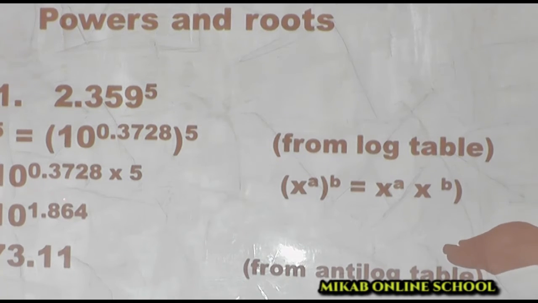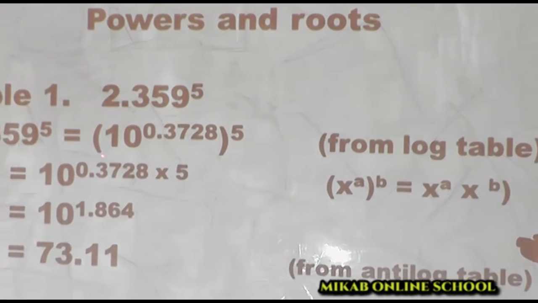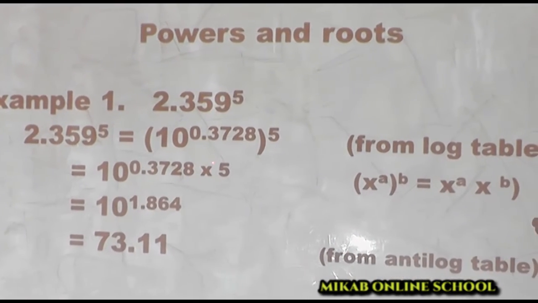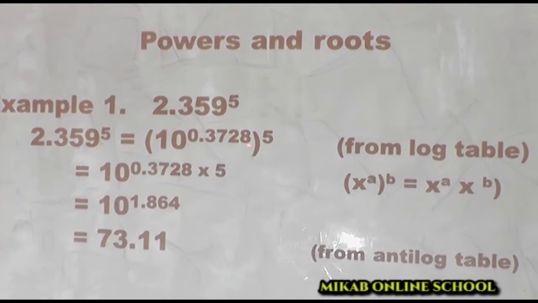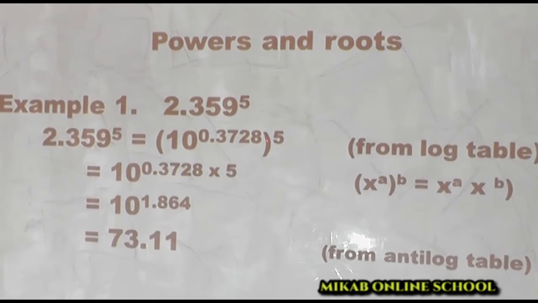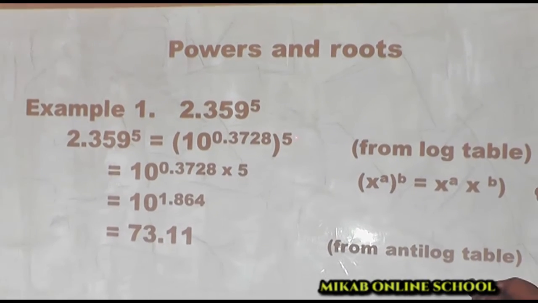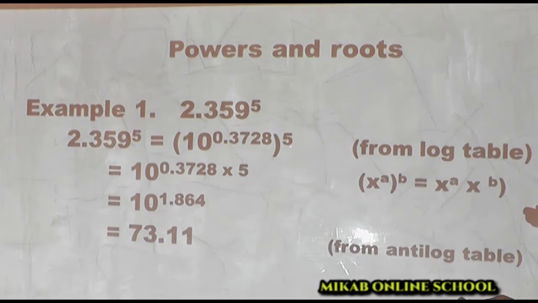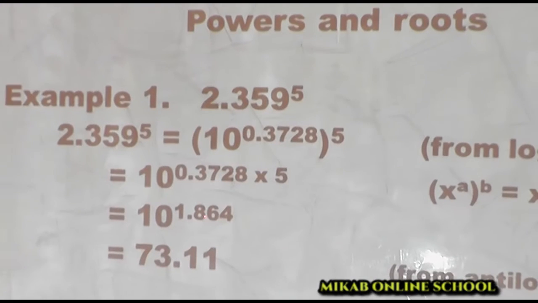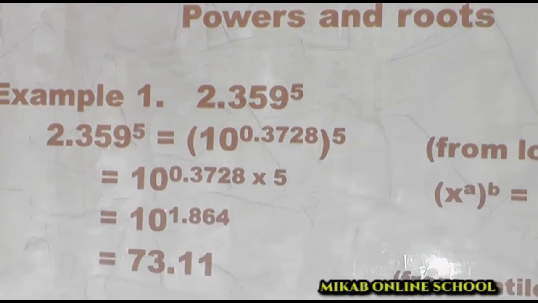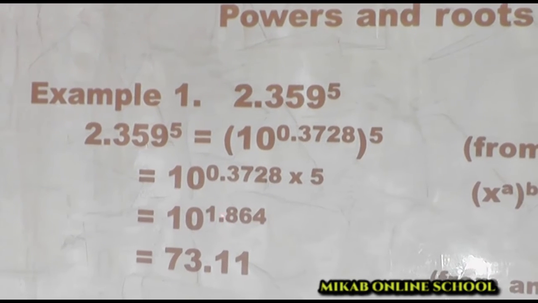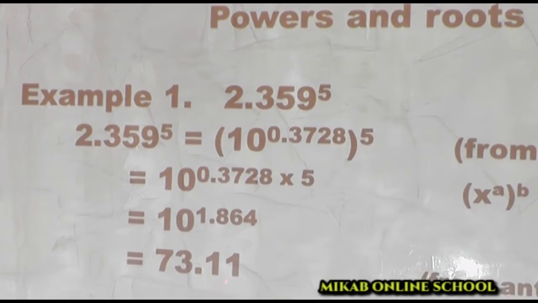So that is the same thing we have here, where we have 10 raised to the power of 0.3728 multiplied by 5. Remember, this power, which is the logarithm, is going to be affected by the power outside. Just the power in the bracket is what will be affected by the power outside the bracket. So when you multiply 0.3728 by 5, you are going to have this result, 1.864. So that means 10 raised to the power of 1.864.